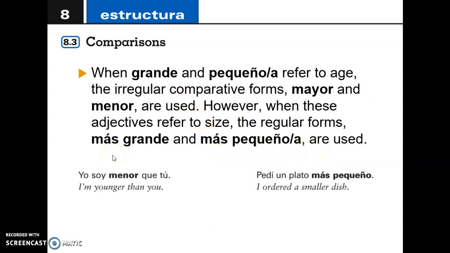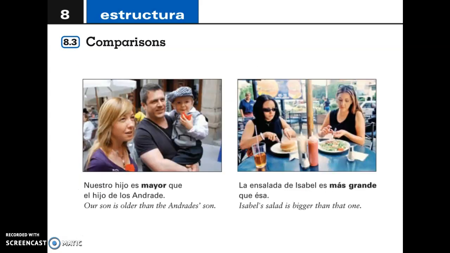So let's look at two examples over here. Yo soy menor que tú. In this case, we are using menor because we are referring to being younger than some other person. Over here, we can say más pequeño just because the dish cannot be younger, right? We're not describing a person, so in this case, we can say more small. I know that it sounds odd, but that is the literal translation. What I want to say is, it is smaller, right?